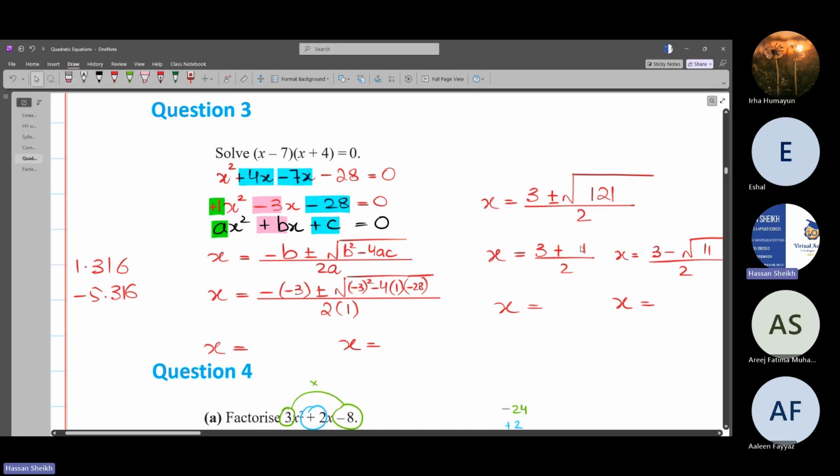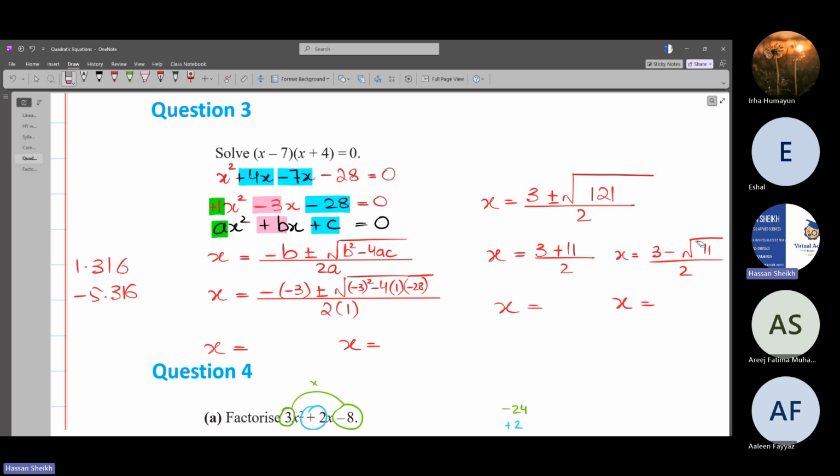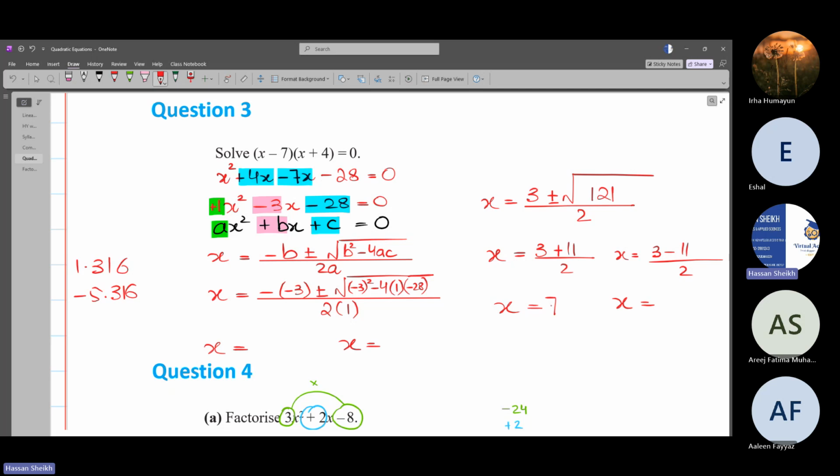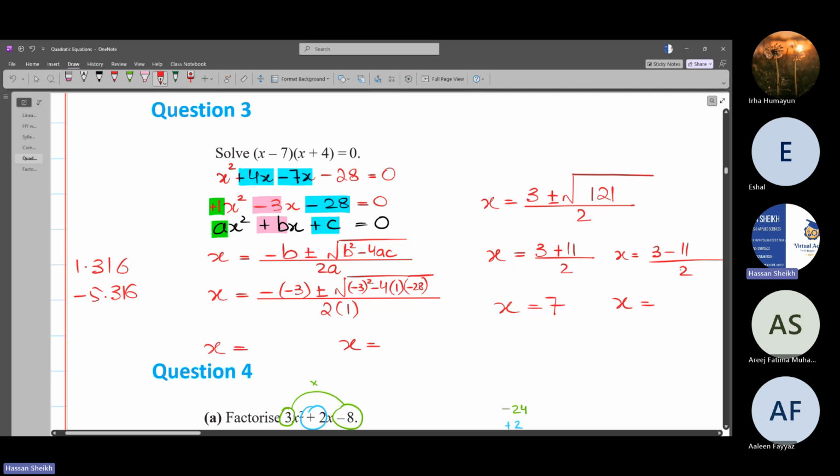Oh, yes, that's a mistake we made here. Very well done. Thank you for correcting me here. So 3 plus 11 is what? 14. 14 over 2 is 7. 3 minus 11 is what? Minus 8. Minus 8 over 2 is minus 4.